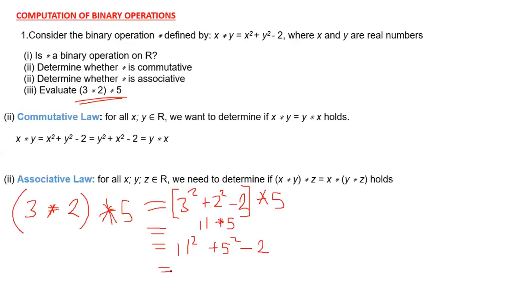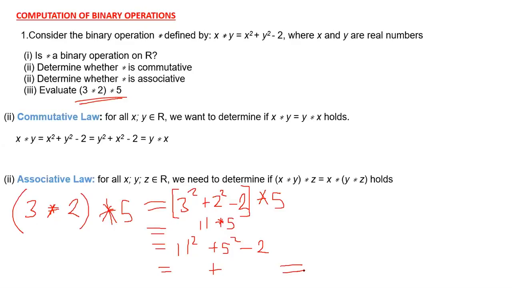So 11 times 11, you can calculate it, and then 5 times 5, you can also calculate it, and then you subtract 2 from it, and then you find your final answer there. Or maybe we just finish it up. Let's just finish it up.